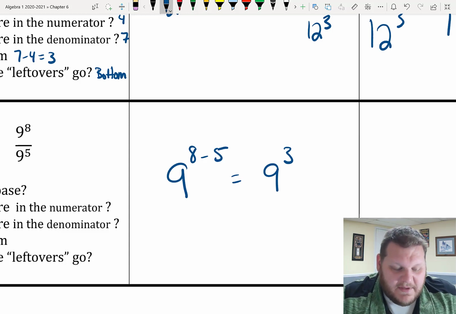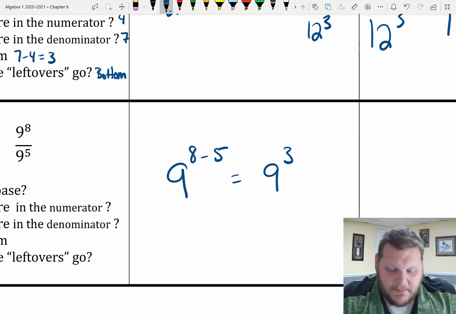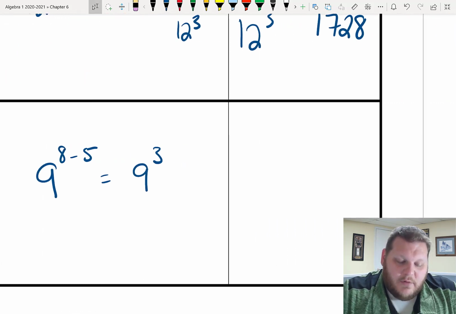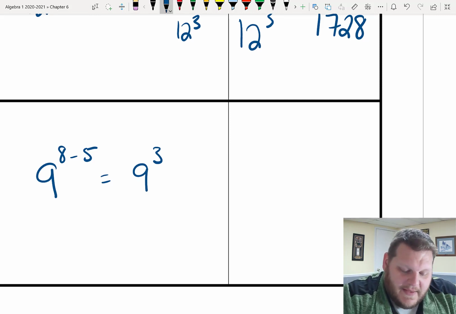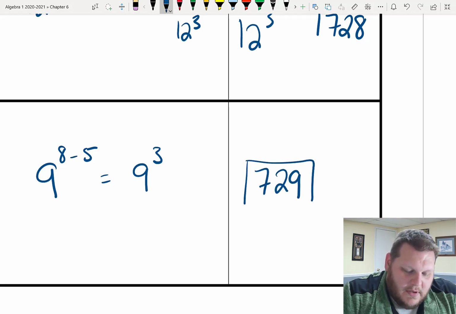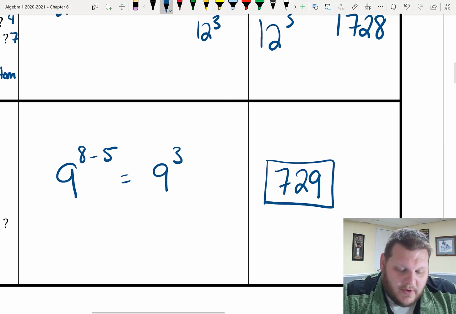My leftovers stay up top because I originally had 8 9s in the top, so I had more up top. So 9 to the 3rd power would be my answer, but that is an exponent of 3, so I have to make sure I simplify that down to just a single number and get 729. That now, I guess I just probably should go through that part with you.